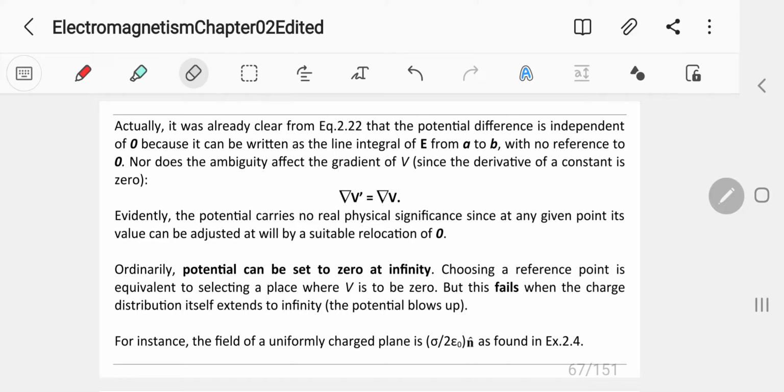For example, in a uniformly charged plane, the charge distribution extends to infinity in this case, so we can set some value at some point. But in general, if you have charge distribution which is only at some region, then we can set the potential to be 0 at infinity.